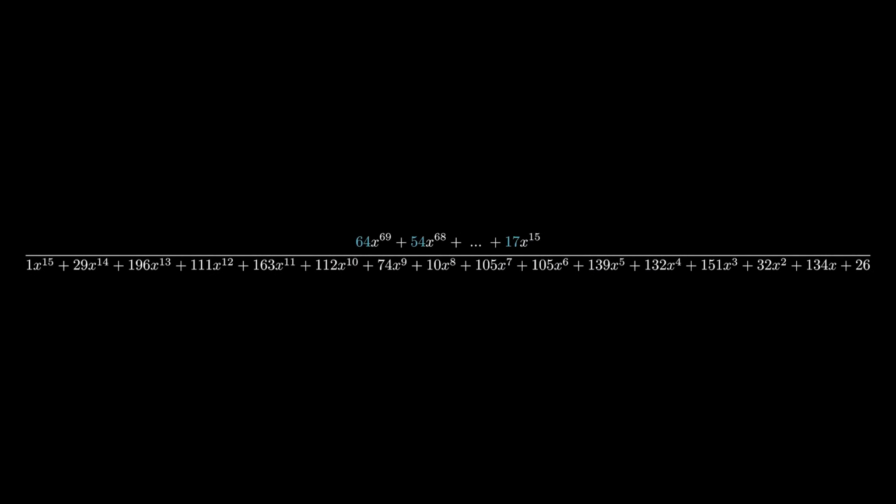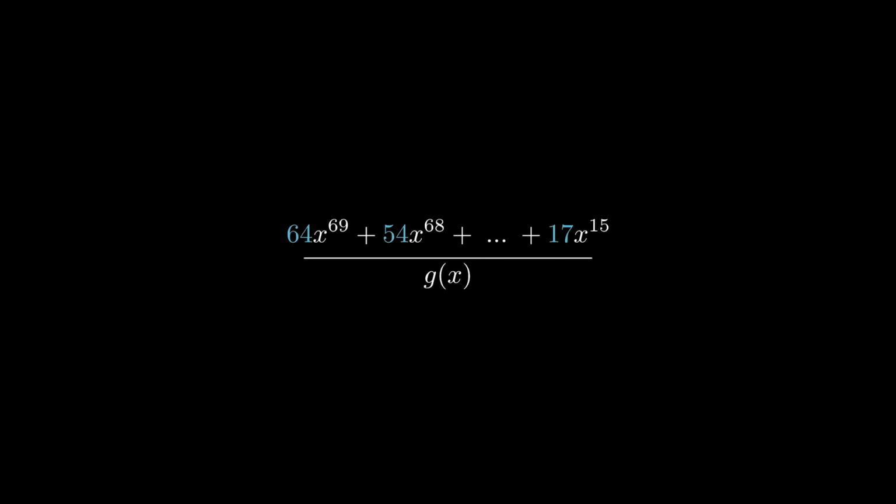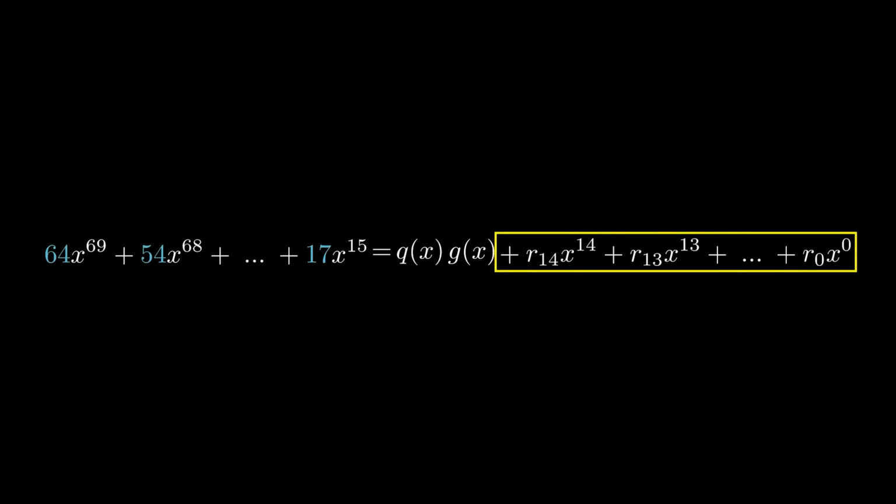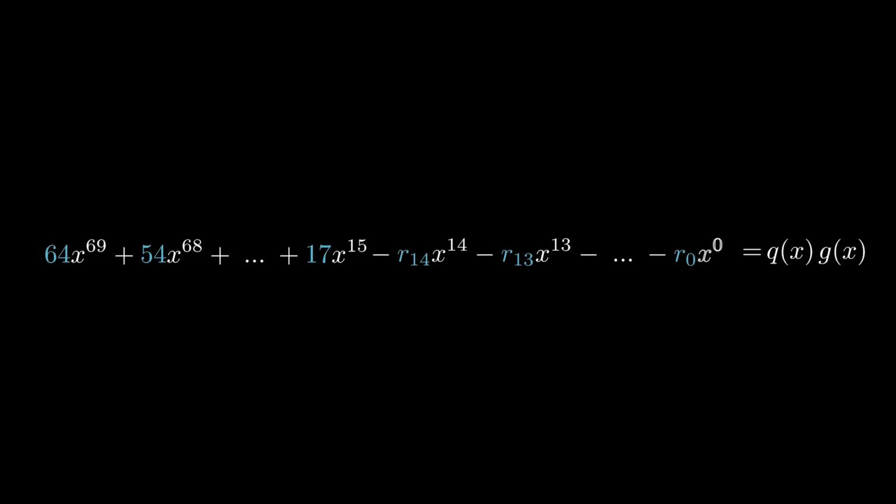Nice. Then to figure out what A through O actually are, you divide by the generator again. But now, the generator isn't x minus 1, x minus 2, it's this. I'm honestly not sure why it's this, I'm just following the tutorial. Let's call it g of x. After the division, you get a polynomial and a remainder, just like before. Moving the remainder to the other side tells you exactly what A through O should be.